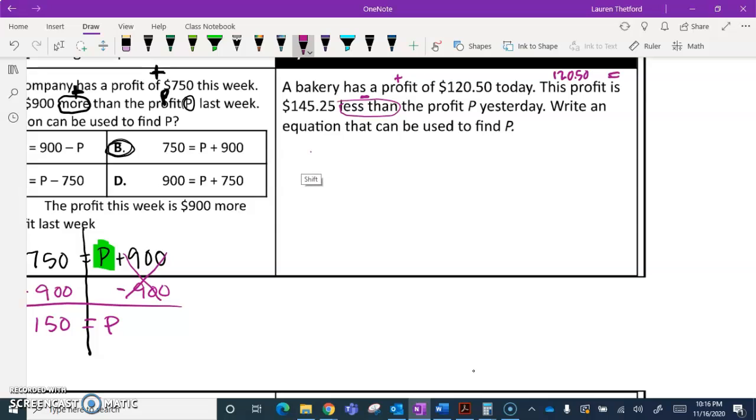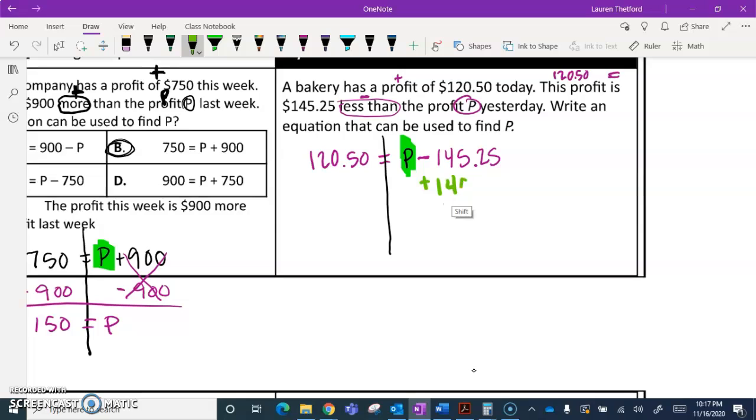So when I write my equation, I have $120.50 equals, because I had an equals here, and it's $145.25 less than yesterday's profit. So yesterday's profit was P, because we don't know what that is yet, minus $145.25. So now we are going to solve it. So we draw a line down the equal sign. I need to get P by itself. And right now P is being subtracted by $145.25. So we need to add $145.25 to both sides.